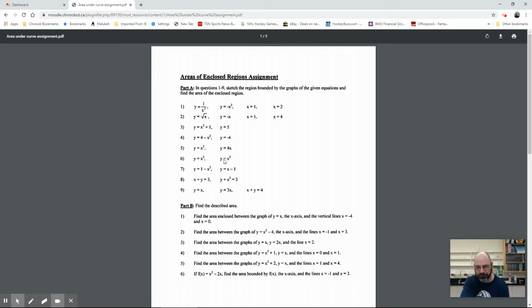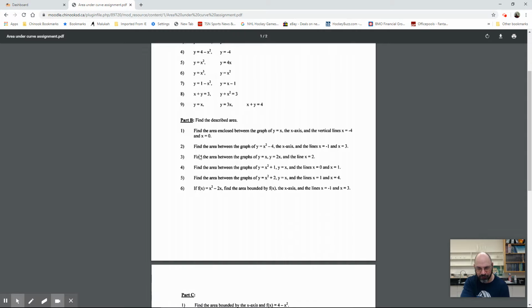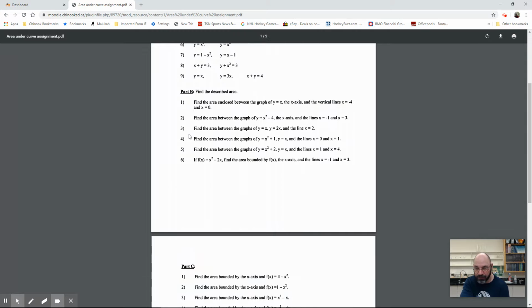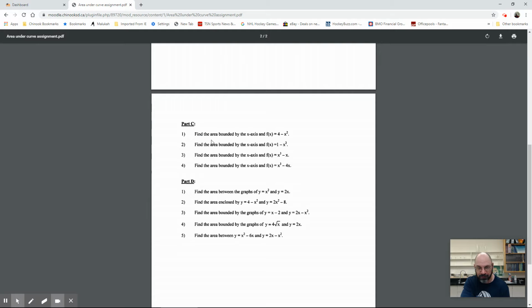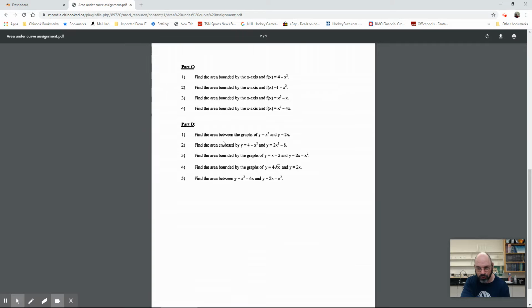If you're not sure which one's the upper lower limit, you can always put them into Desmos. Okay, part B here, maybe find the area of the graph between y equals x, y equals 2x, and the line x equals 2. So that's going to give you the area. You have to draw that out, or maybe do one in this one. Okay, C here is the x-axis and a curve, and the D here is two curves.